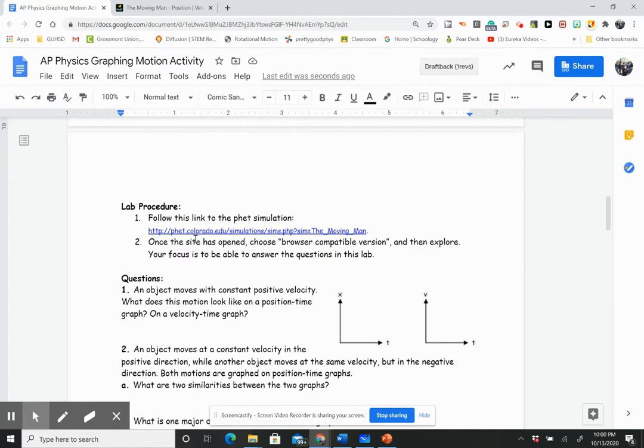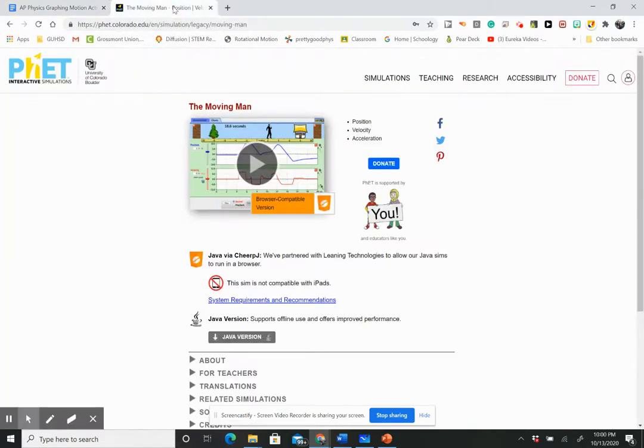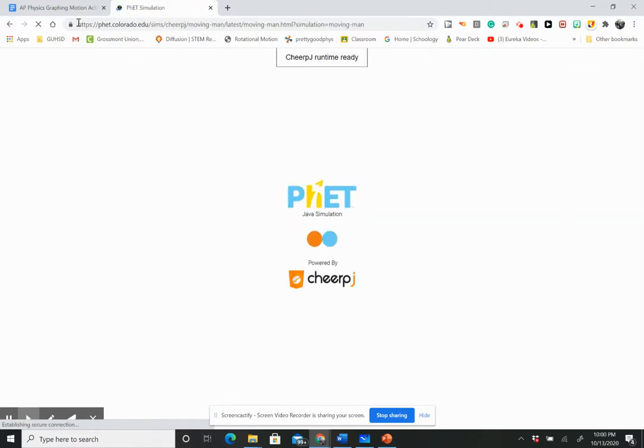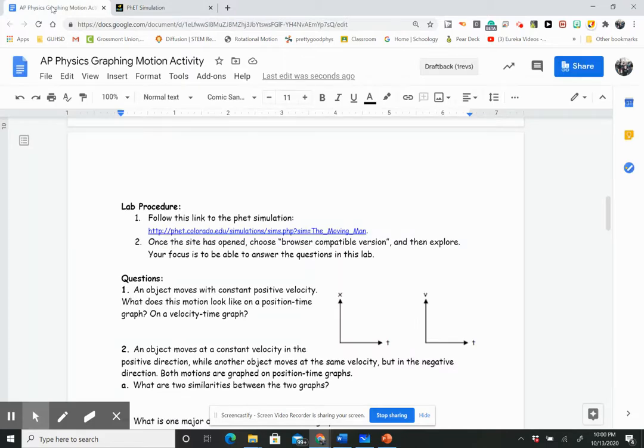The next thing that you're going to do is click here on phet.colorado.edu, the simulation of the moving man. And so you are going to use this. What I want you to choose is the browser compatible version. Okay. And I'm going to go back to my screen, and you could even split your screen.